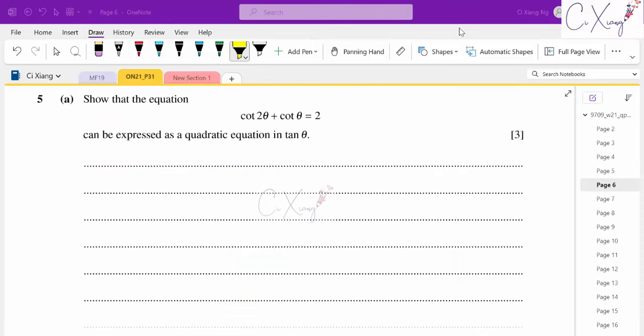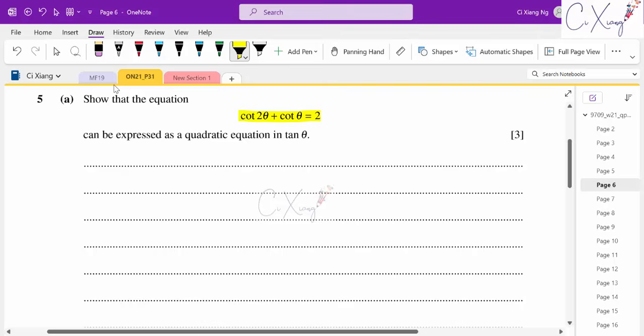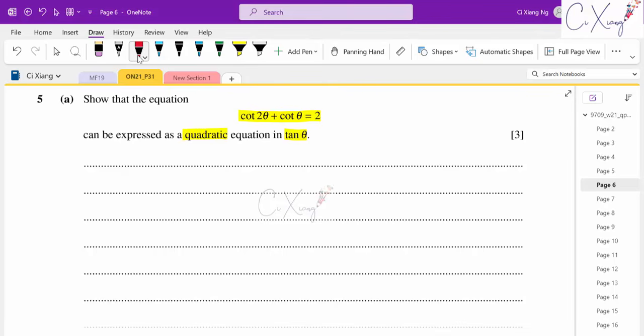Alright, question number 5. Part A, they want us to show the equation with cotangent 2 theta and cotangent theta can be changed to become a quadratic equation in terms of tangent. Okay, so there are many ways to solve this. First of all, what I want to do is rephrase my equation here. Cotangent to become tangent first.